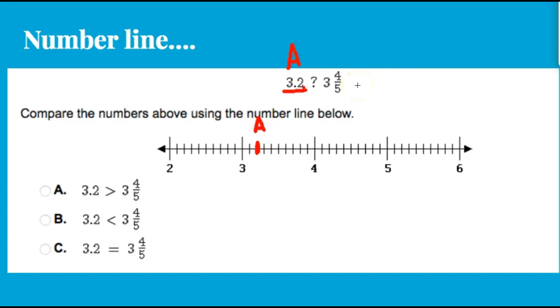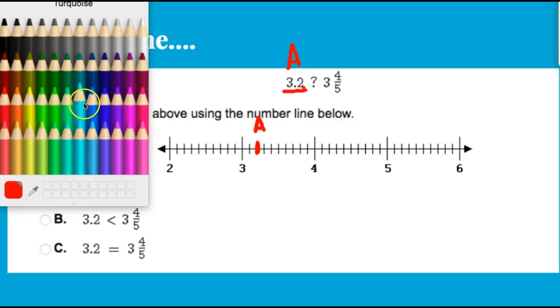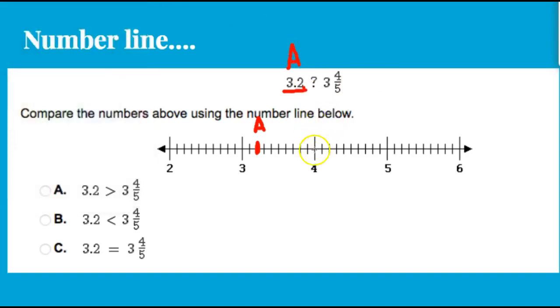Now, how do I label the 3 and 4 fifths? Well, there's a couple of different ways to do that. When you label that 3 and 4 fifths, you can think of it as 4 out of 5 spaces from here. Well, these aren't broken up into fifths, they're broken up into tenths. But I know that 5 and 10 are compatible numbers, and 5 is half a 10. 10 is double 5. So I would actually count these as halves.